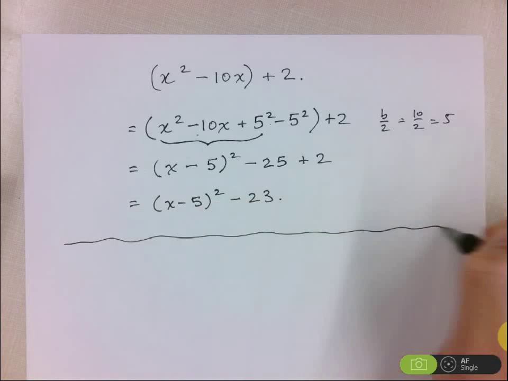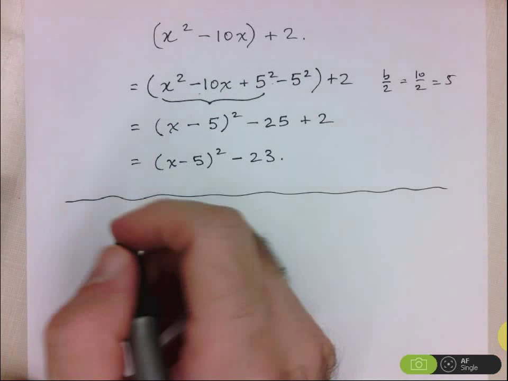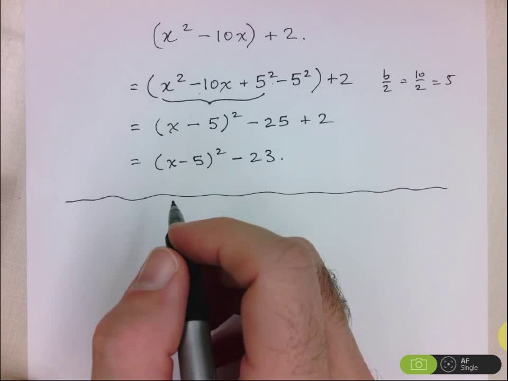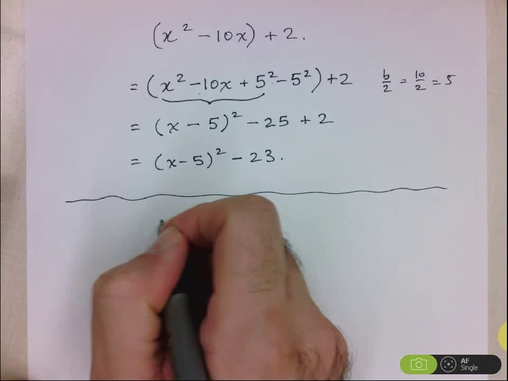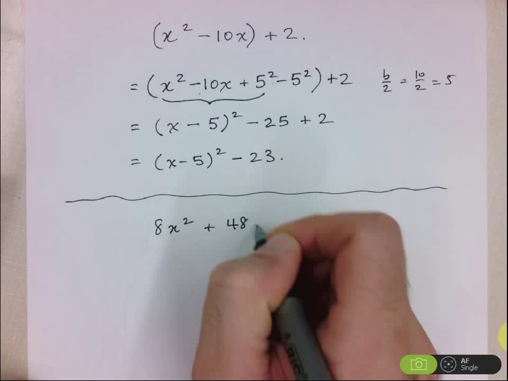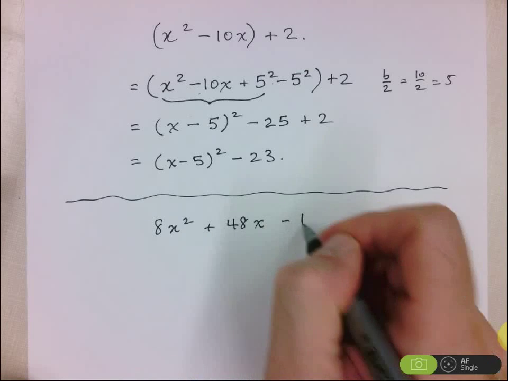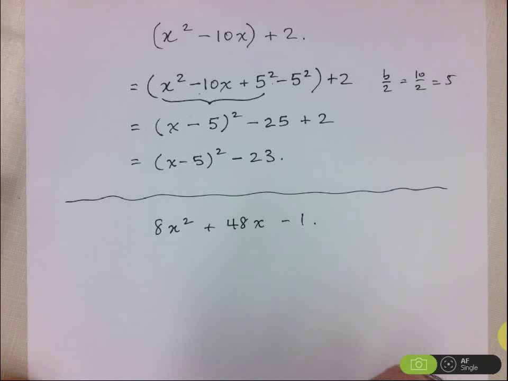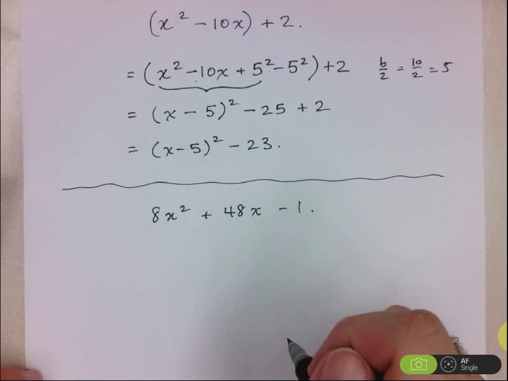So let's take a look at a second example. Let's take a look at an example where the a value is not equal to 1. So let's say I have 8x squared plus 48x minus 1. Okay? So it's very similar. There's really just one extra step.